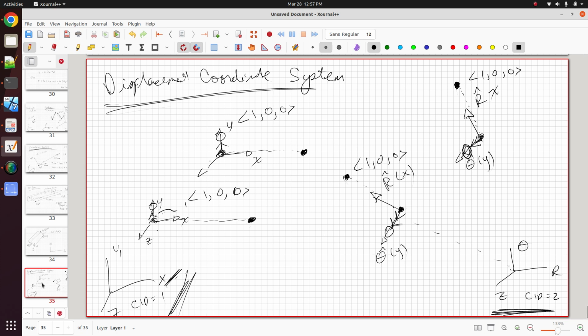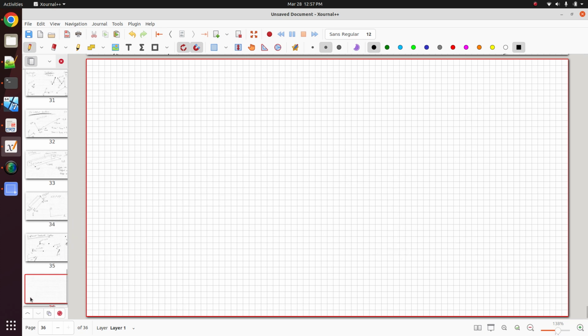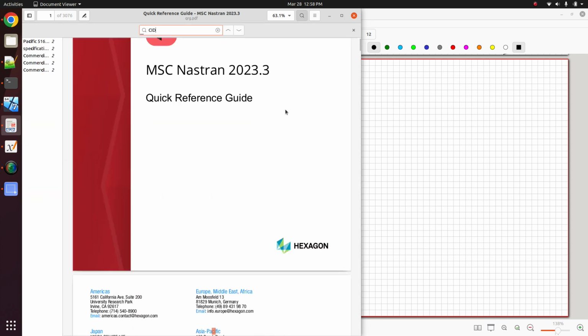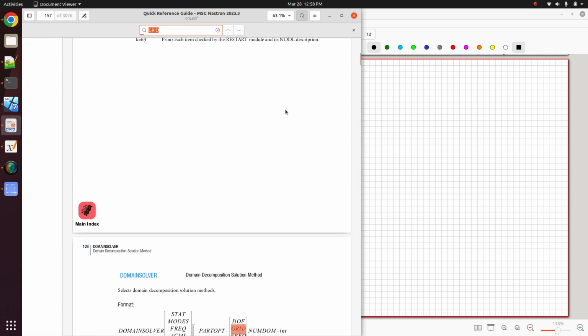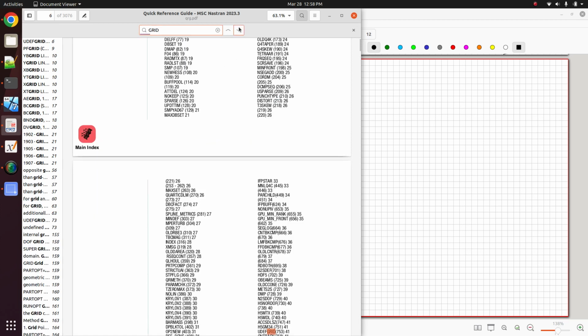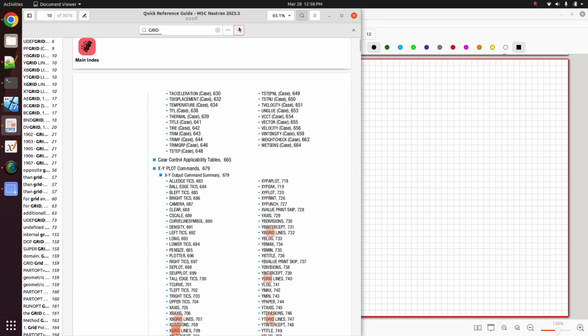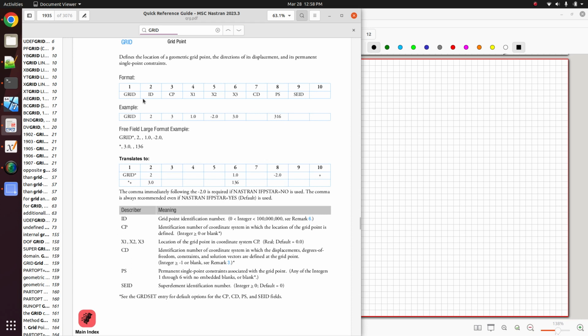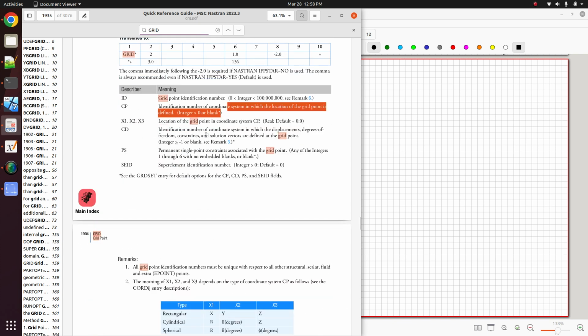Right. So here, let me go ahead and create a new page, and let me do a few last comments. When you work with the grid entry, there are 2 coordinate systems you can use on that entry. Grid ID rather. So grid, okay, here, reference and analysis coordinate system.